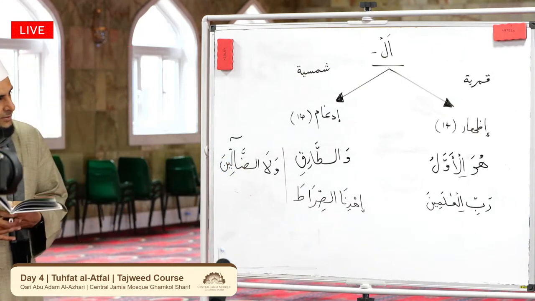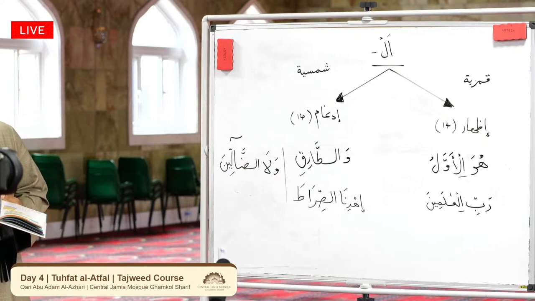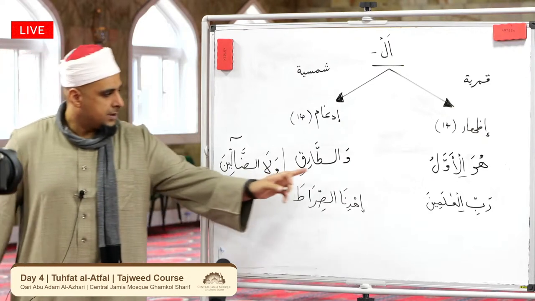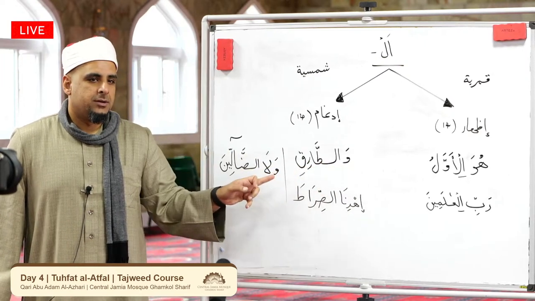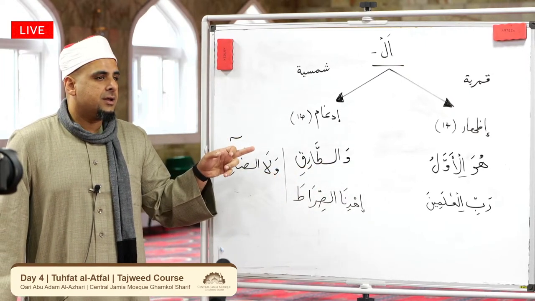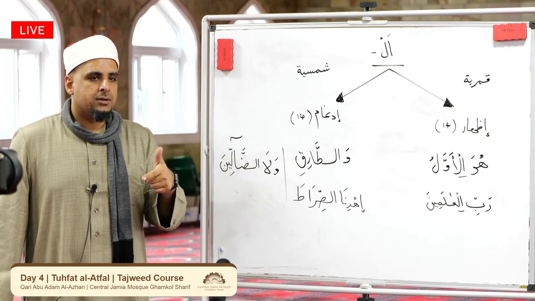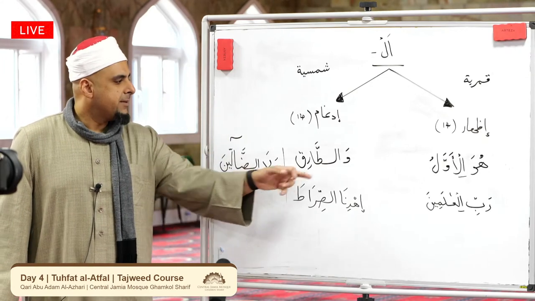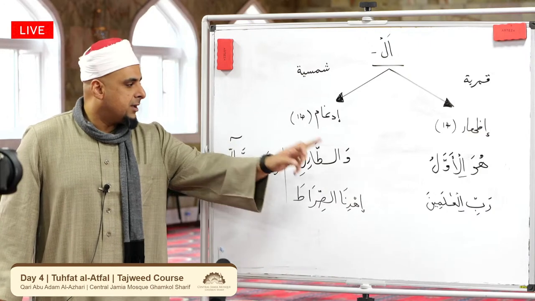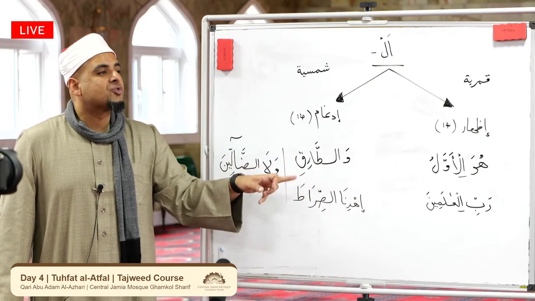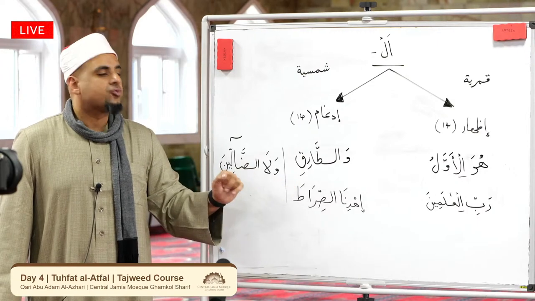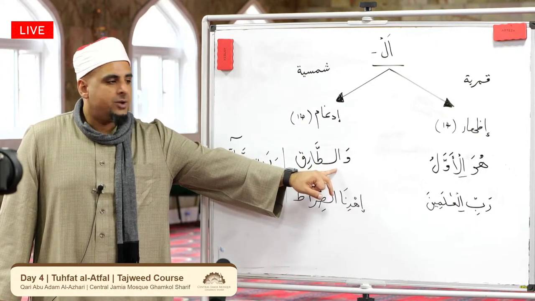Look at these three examples now. In this scenario, you wouldn't read it as wal tariq, was sama'i wal tariq. But how would you recite this? Was sama'i wat tariq. So this lam here, we're doing idgham.